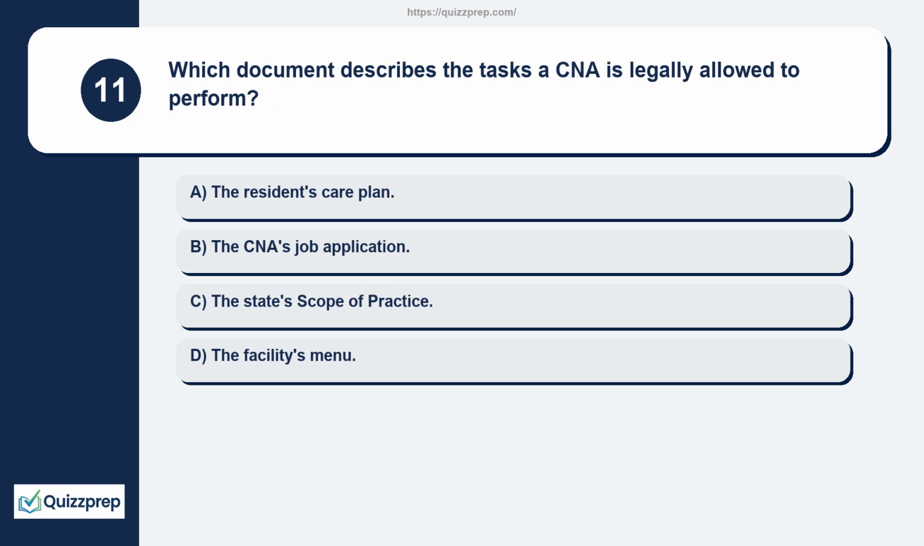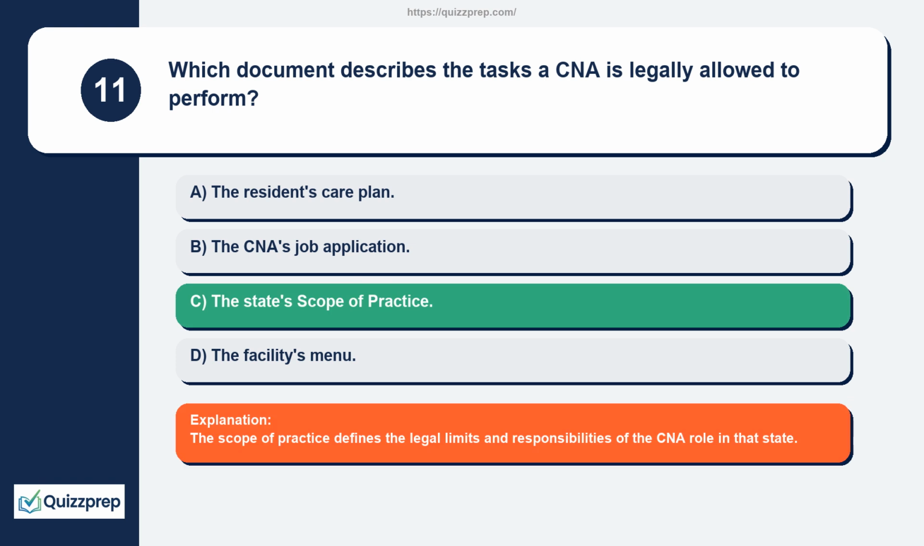Question 11. Which document describes the tasks a CNA is legally allowed to perform? The resident's care plan, the CNA's job application, the state's scope of practice, the facility's menu. The scope of practice defines the legal limits and responsibilities of the CNA role in that state.